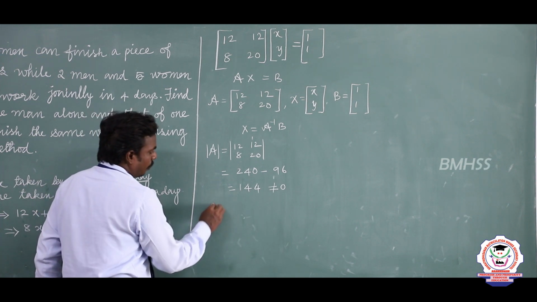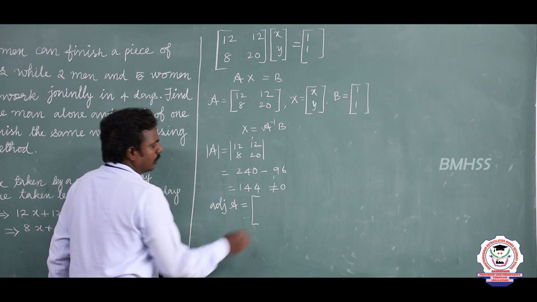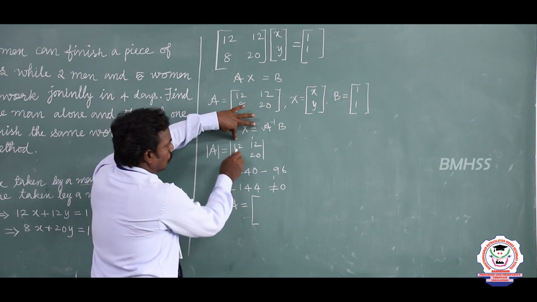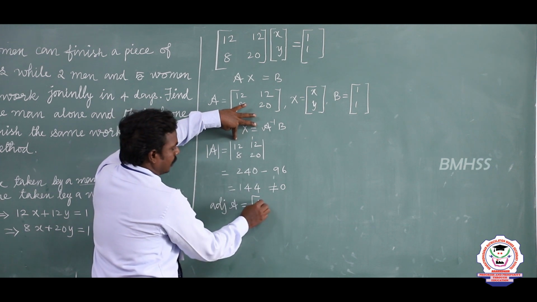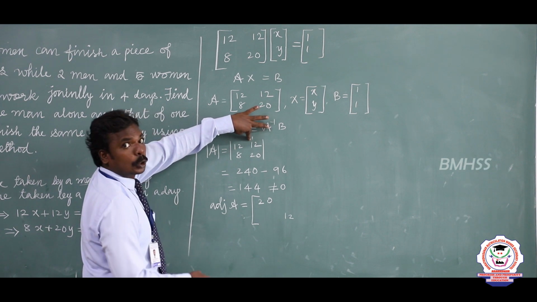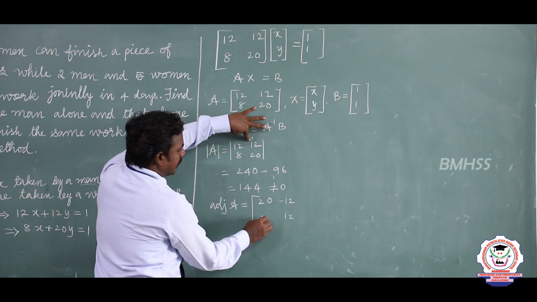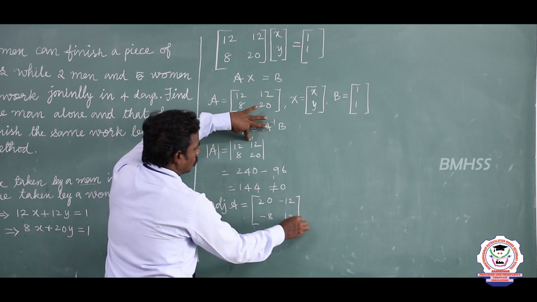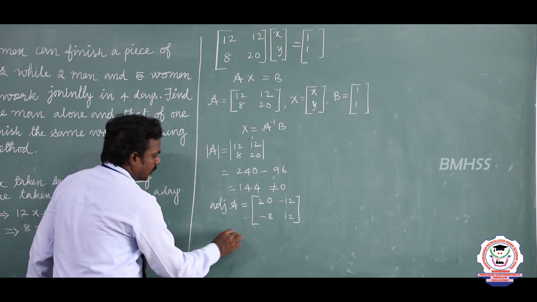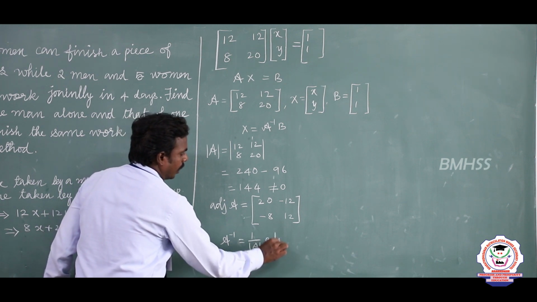After this, the adjoint of A. Directly we can find the adjoint of A, that is only for a 2 by 2 matrix. Listen, now we need to interchange the leading diagonal values. In the leading diagonal 12 20 is there, so 20 12, I have changed the values, and change the sign of the other diagonal values. Plus 12 is there, so minus 12, and plus 8 is there, minus 8. So this is the adjoint of A. From this I can find the inverse: A inverse is equal to 1 by determinant of A into adjoint of A.